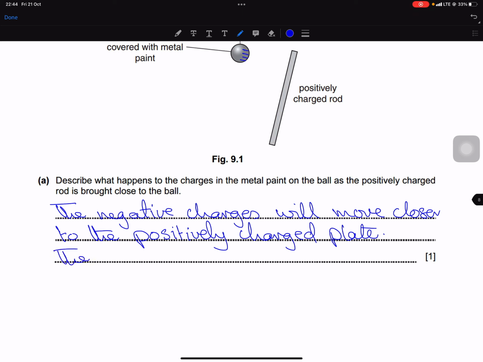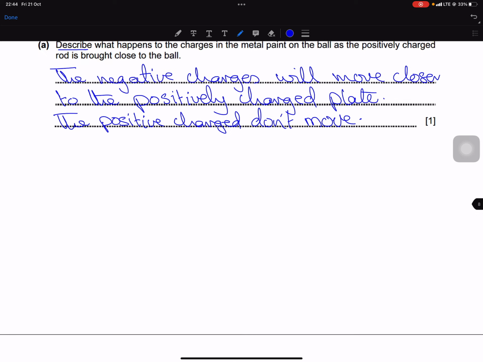The positive charges don't move. Okay? When they say describe, they just want you to say what happens to the charges. They don't want you to explain by saying that unlike charges attract each other. It's just a description of what happens. Okay?